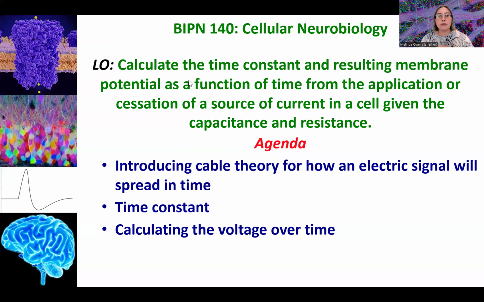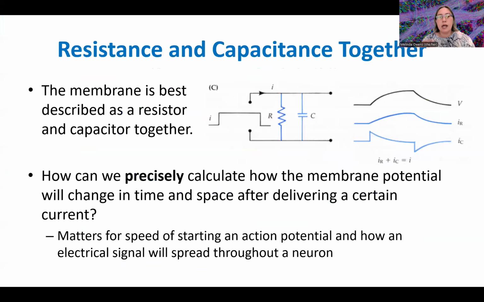So in this video, we are going to address time, how voltage changes over time if you give a certain current. And the next video will be about distance. But just to give an overview of all of that, as we've been talking about, you can treat the membrane as a resistor and a capacitor in parallel. The capacitance comes from the ability of the membrane to store charge, and the resistance comes from the fact that ions can't just go through the lipid membrane. They need to find a channel to do so.